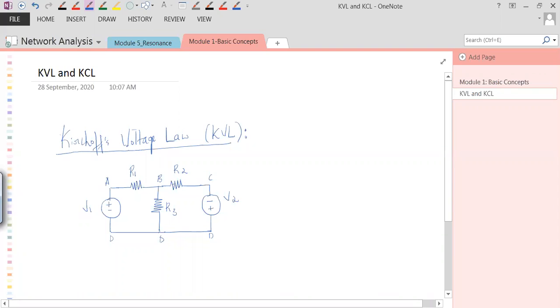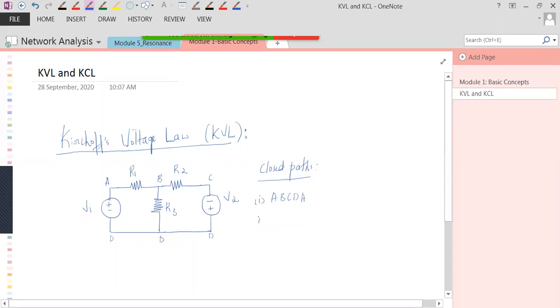A, B, C. Now there are how many closed paths? There are 3 closed paths, I was telling. Which are those closed paths? I'm just trying to give you the terminologies. The first closed path is this, the outer one: A, B, C, D, A. So this is one closed path.